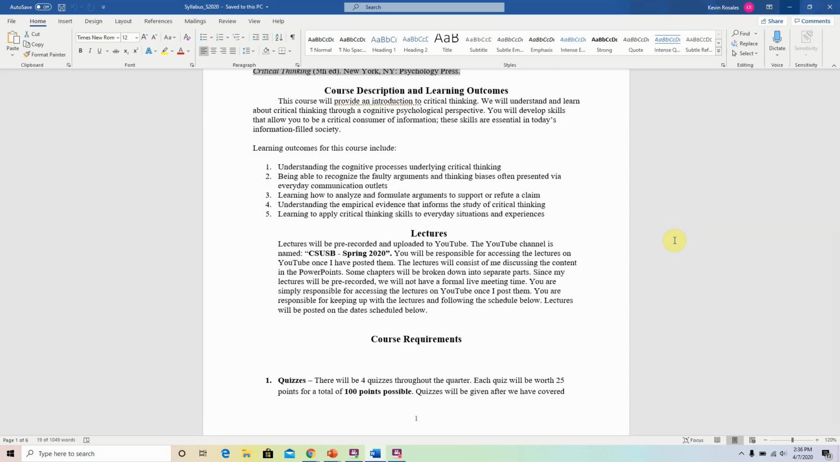So hopefully by the end of the course, you'll be able to understand the cognitive processes underlying critical thinking, be able to recognize fallacious arguments, invalid arguments, and so on and so forth. We'll learn how to analyze and formulate arguments to either persuade somebody of something or refute any presented claim. We'll understand the empirical evidence that informs critical thinking. This is just to say that we'll be looking at a little bit of research that has shaped how we think about critical thinking today. And lastly, we'll learn to apply the skills that we learn in class to different contexts.